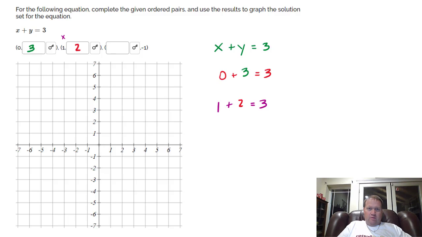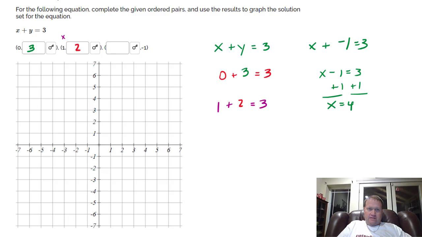And the last one, y is a -1. It's a tiny bit tricky, but not really. And it's, say, x plus a -1 equals 3. And if you want to solve that, it's a one-step equation. Let's just rewrite it as x minus 1 equals 3, and we will add a 1 to both sides, and we'll get x equals 4.